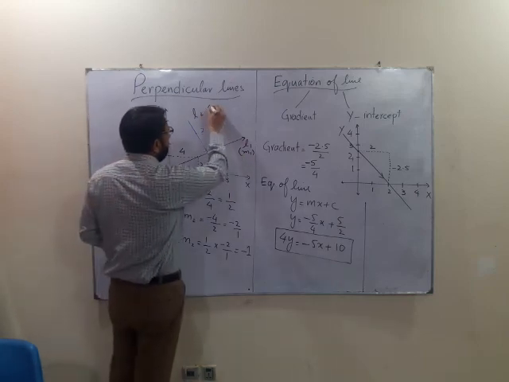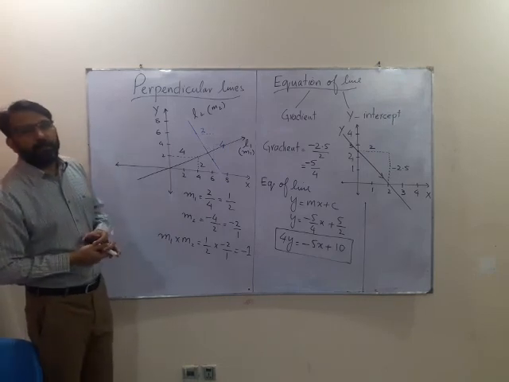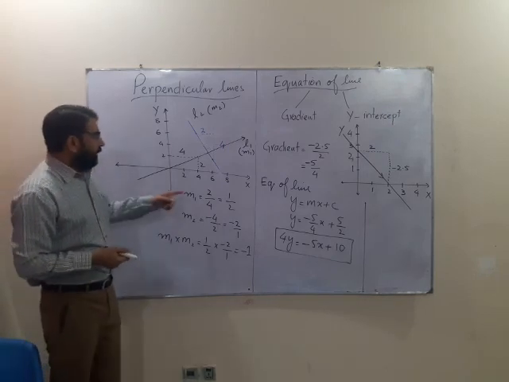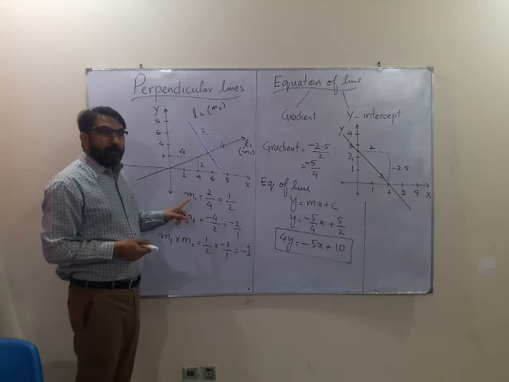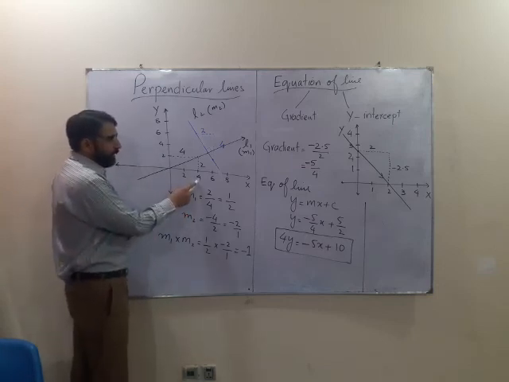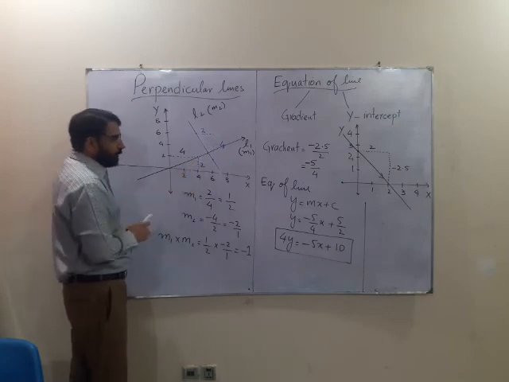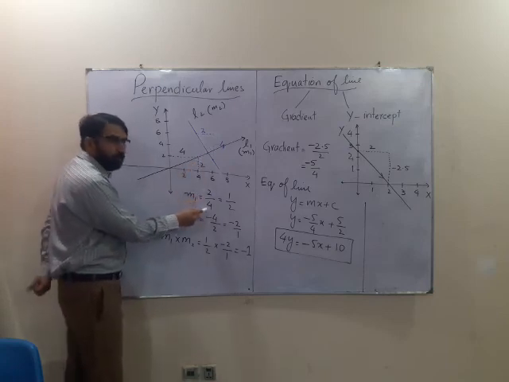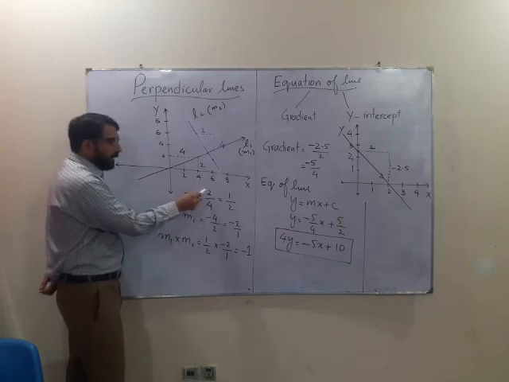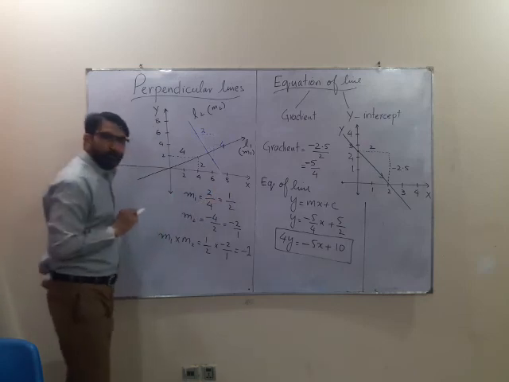If we consider L1 is having a gradient of M1 and L2 is having a gradient of M2, we calculate the gradient by the method we have discussed in the previous session. If we move 4 steps right, we can see that we are moving 2 steps up. So it means rise is 2 and run is 4. And as gradient is rise over run, so 2 over 4, which gives us 1 over 2.